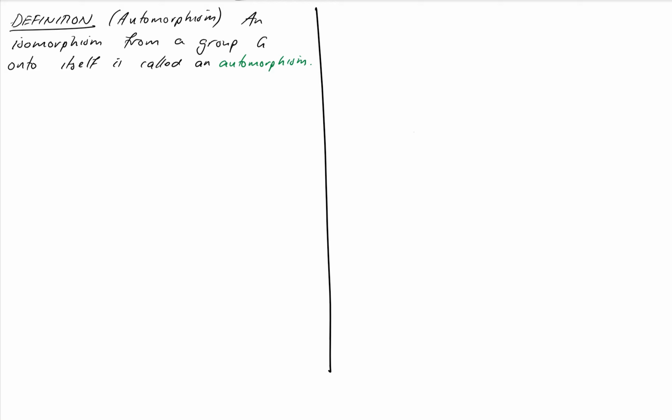Right, so here's the definition, and it's just what I just said. An automorphism is just an isomorphism from a group onto itself. So we know how to test for isomorphisms already, and testing for an automorphism is exactly the same. The only difference is that the group is itself on both ends of it.